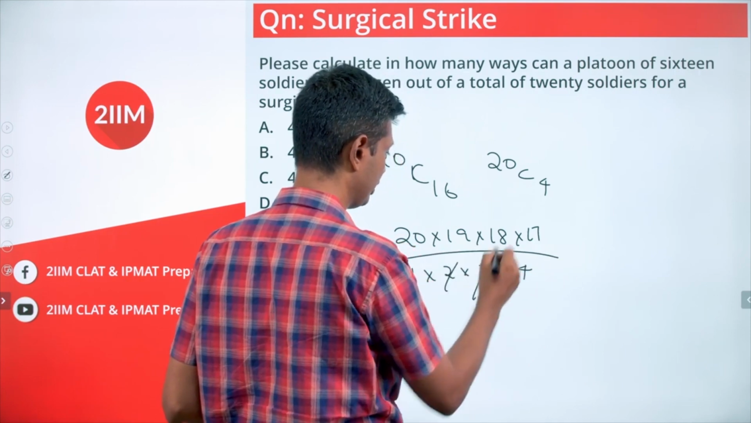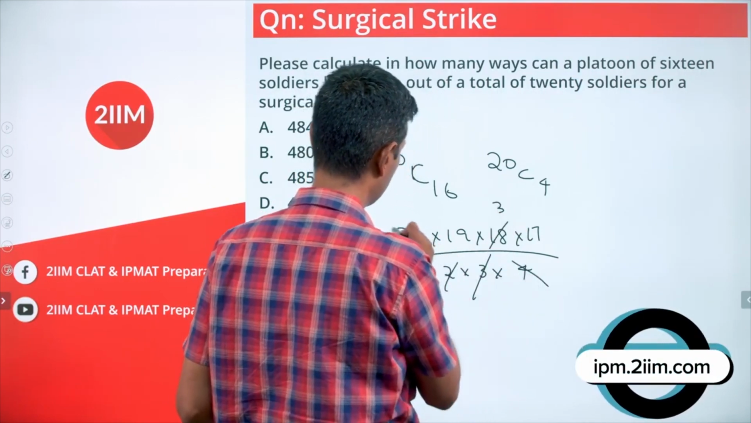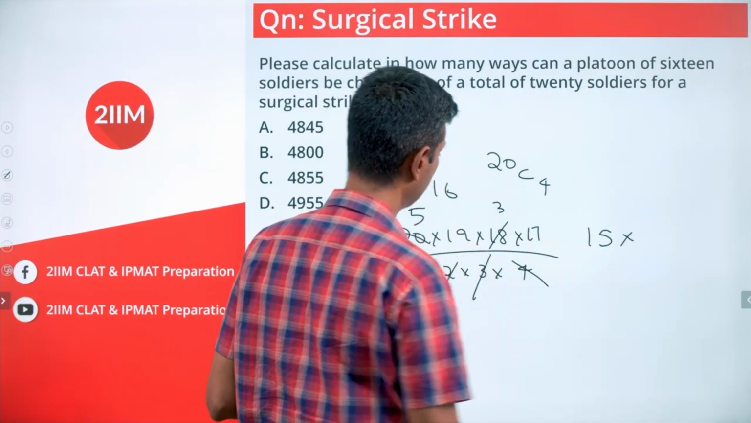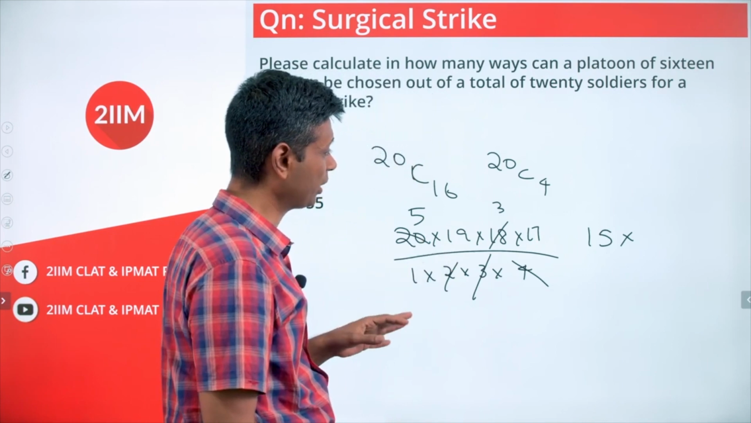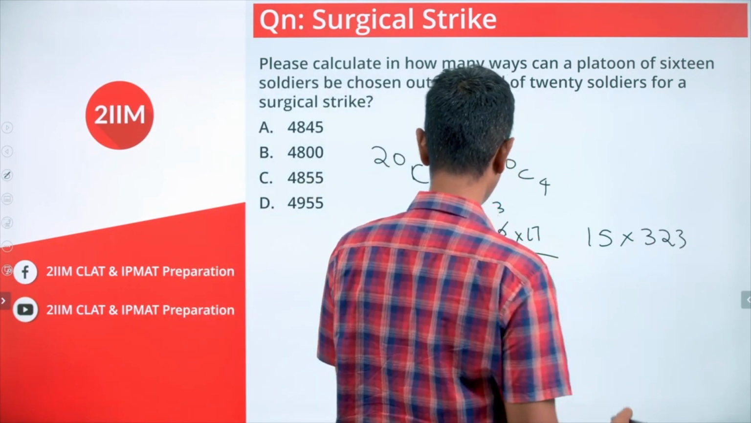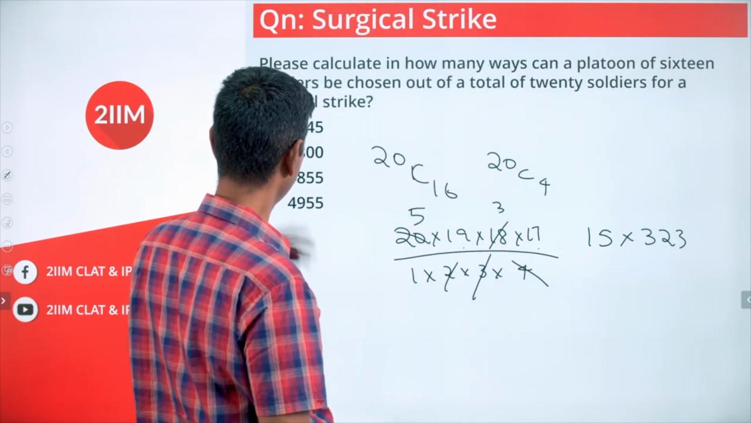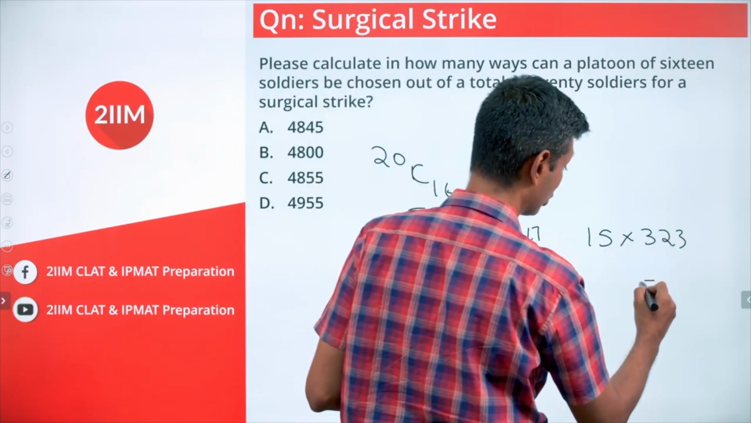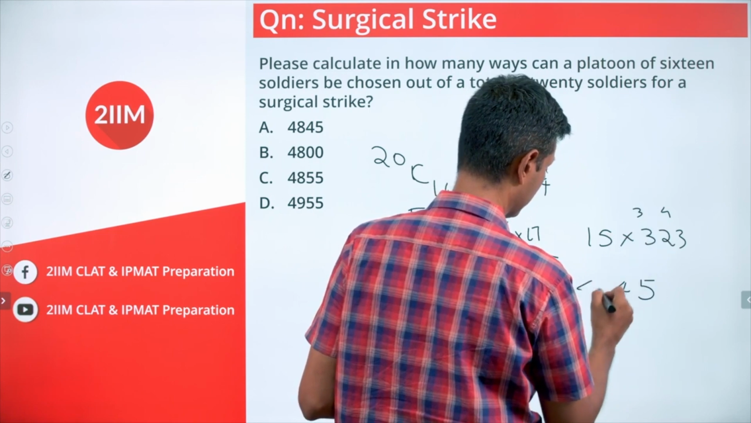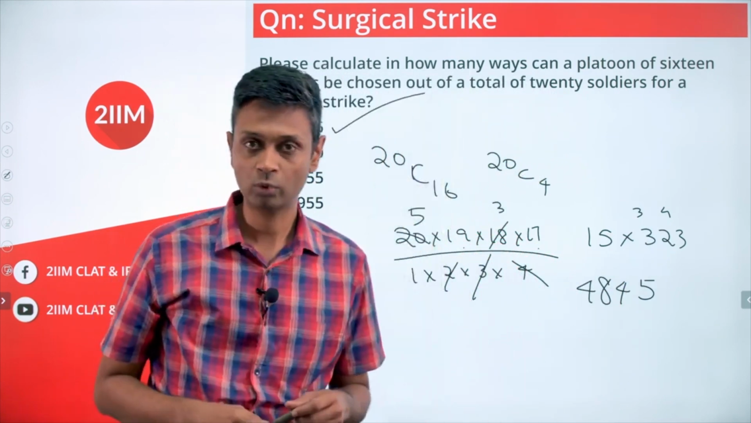2 into 3 is 6, 18 by 6 is 3, 4, 20 by 4 is 5, 5 into 3 is 15, 19 into 17 is 18 square minus 1, this is 323, 18 plus 1 into 18 minus 1, 15 into 323 should end in a 5, too many ending in 5, 15 3 7 45, 5 4, 30 34, 4 3, 45 plus 3, 48, 4 8 4 5, yeah, that's there, done, 4 8 4 5.